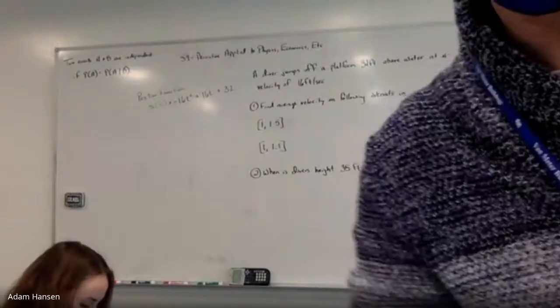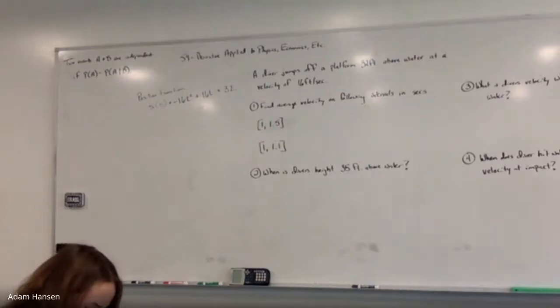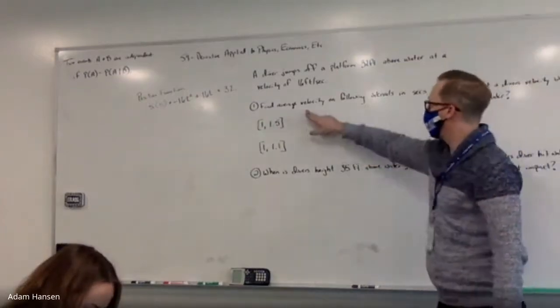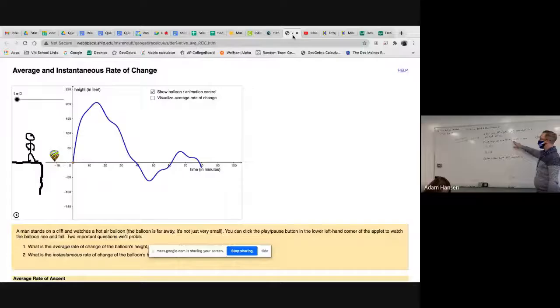All right. First up, this question says I want to find the average velocity on the following time intervals. What's the diver's average velocity between 1 and 1.5 seconds? What's his average velocity between 1 and 1.1 seconds, and so on? What does average velocity mean?